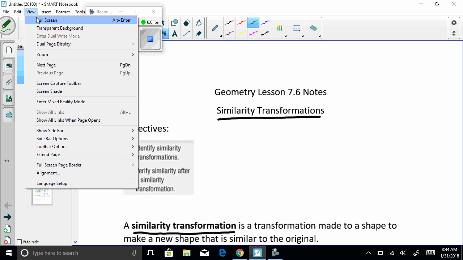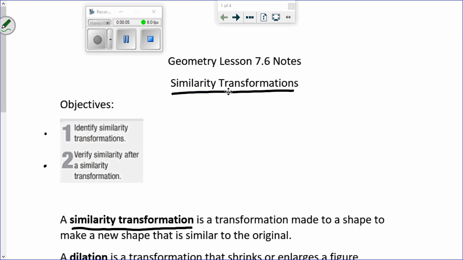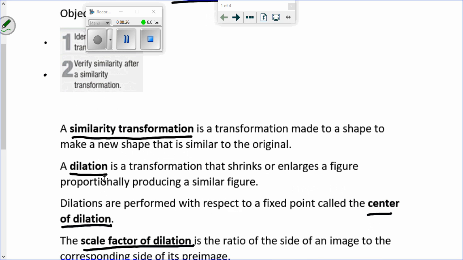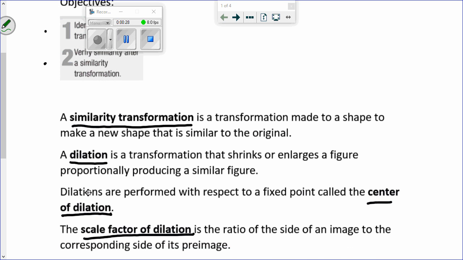Alright, folks, so today we're talking about similarity transformations. A similarity transformation is a transformation made to a shape to make a new shape that is similar to the original. Then a dilation is a transformation that shrinks or enlarges a figure proportionally, producing a similar figure. We're going to be talking about dilations a lot.